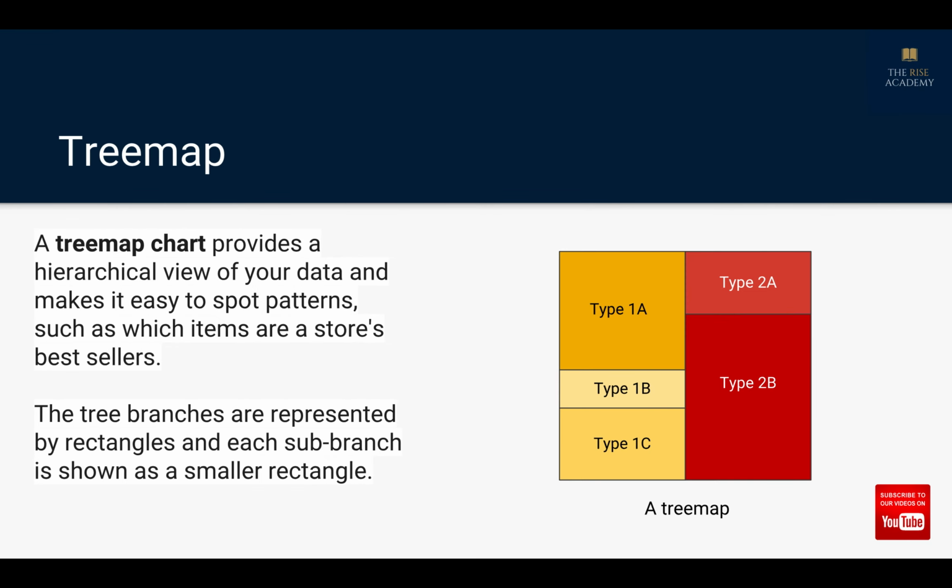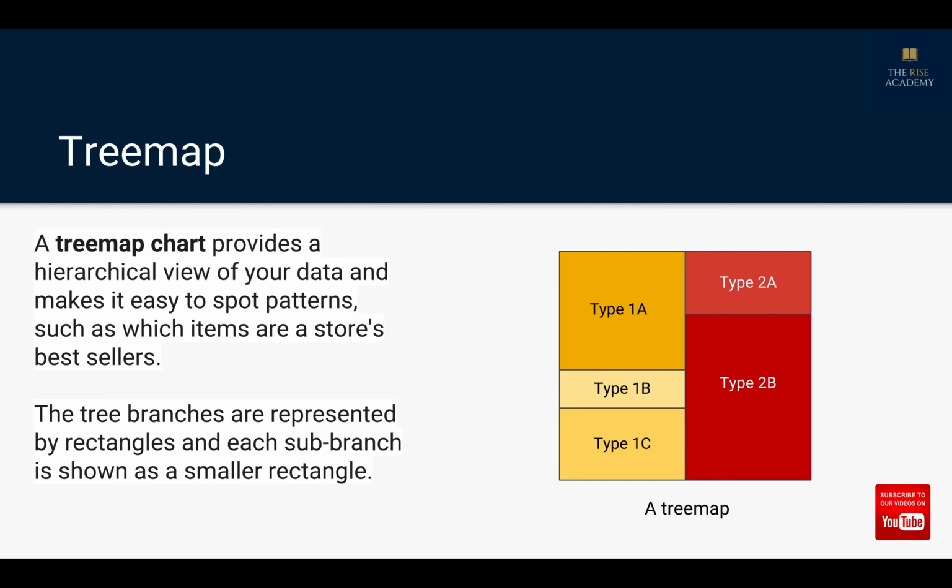A tree map chart provides a hierarchical view of your data and makes it easy to spot patterns such as which items are a store's best sellers. The tree branches are represented by rectangles and each sub-branch is shown as a small rectangle.